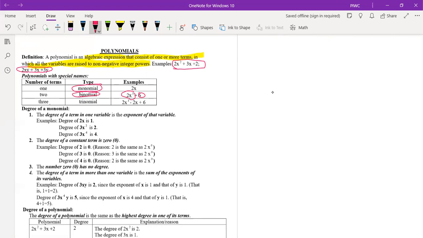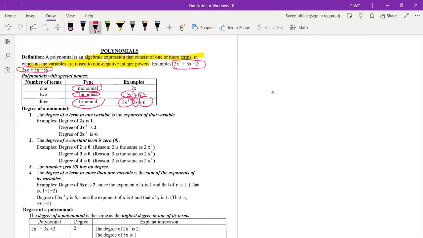You have three terms, trinomial. So you have 1, 2, and 3. Three terms put together. Okay. So these are the special names for the first three. Now, anything more than 3, we just refer to them as polynomials, right?